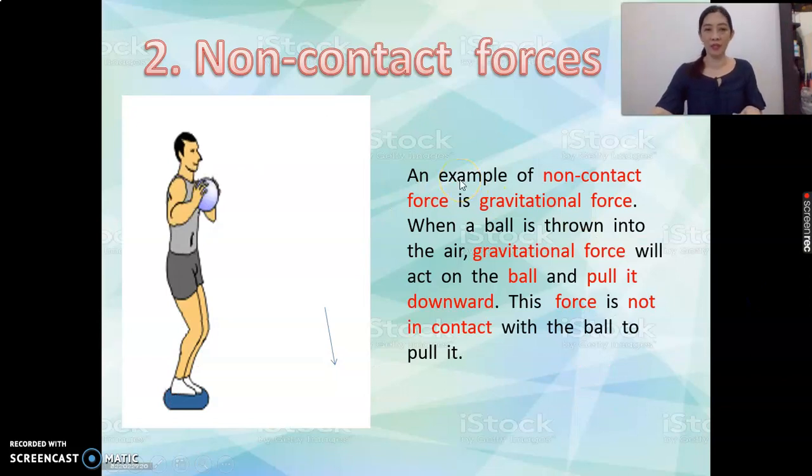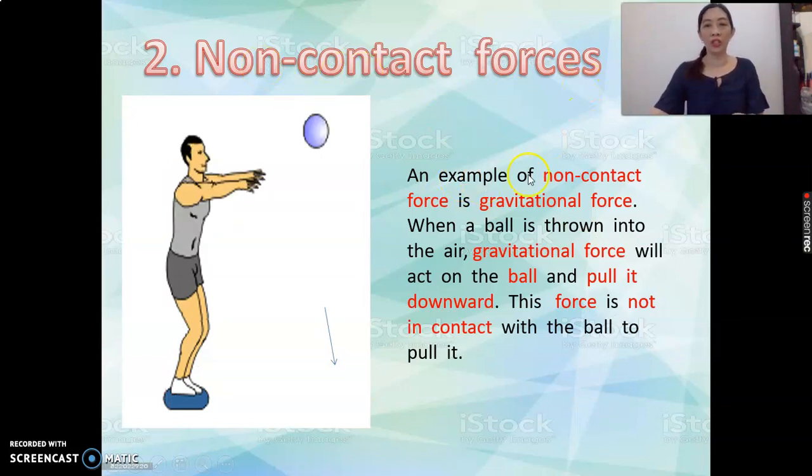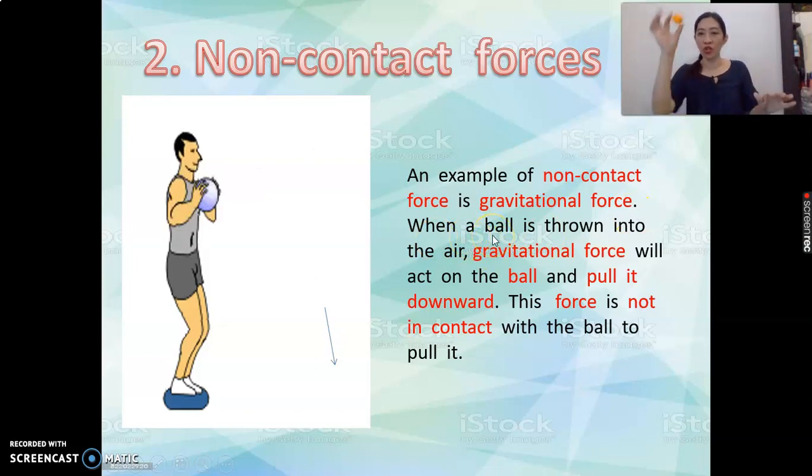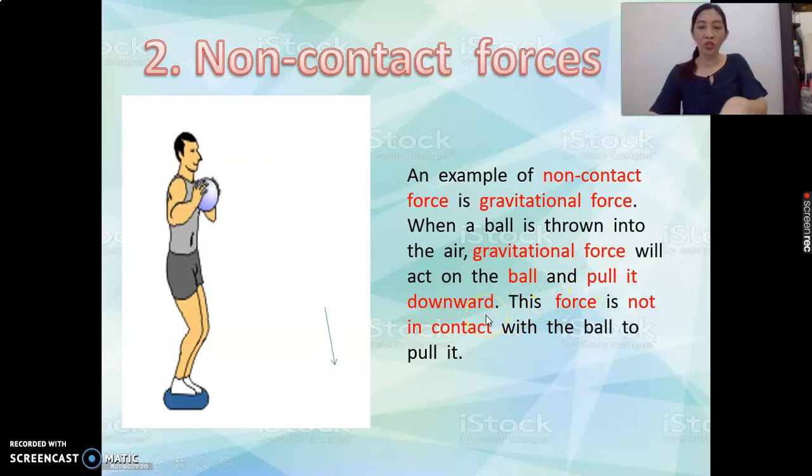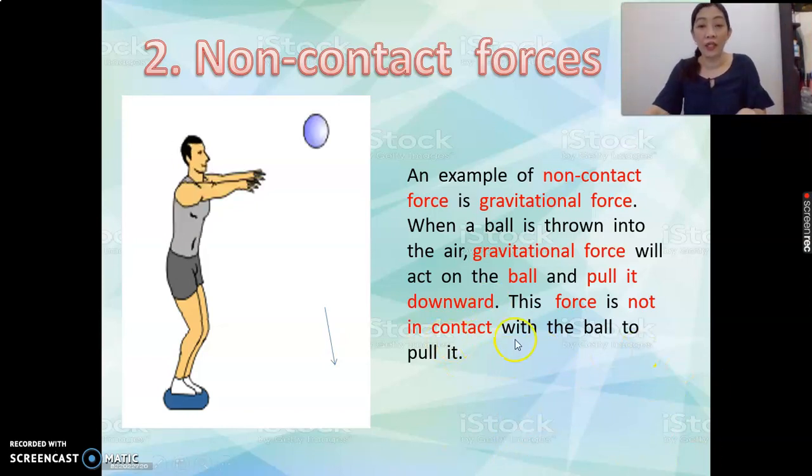Next, number two example of non-contact forces is gravitational force. When a ball is thrown into the air, gravitational force will act on the ball and pull it down. The ball is going down. This force is not in contact with the ball to pull it. So this is an example of non-contact forces.